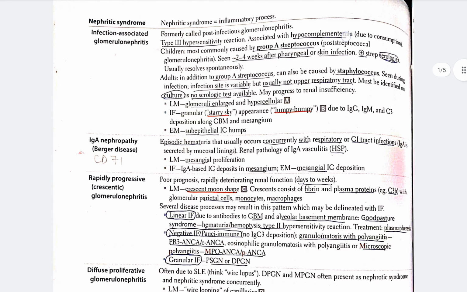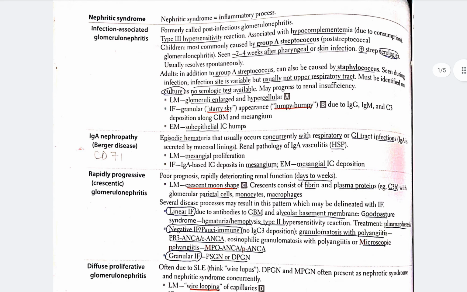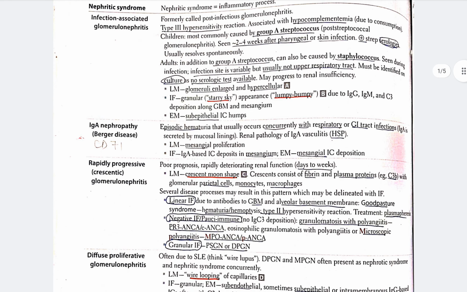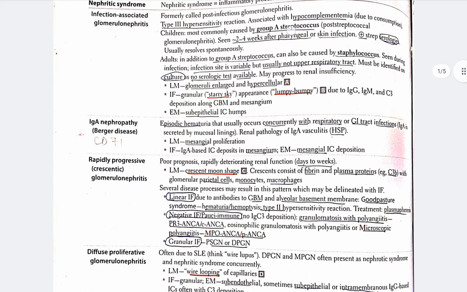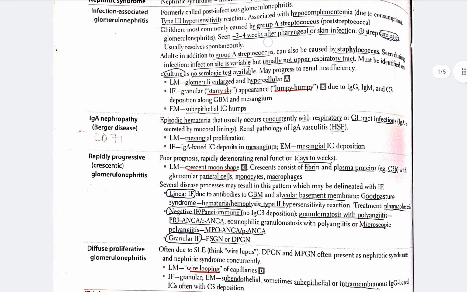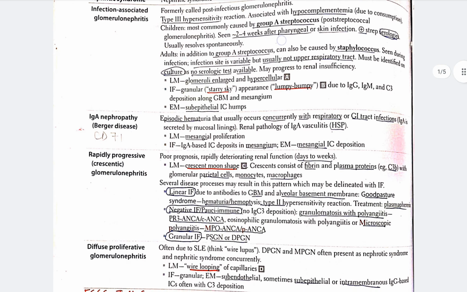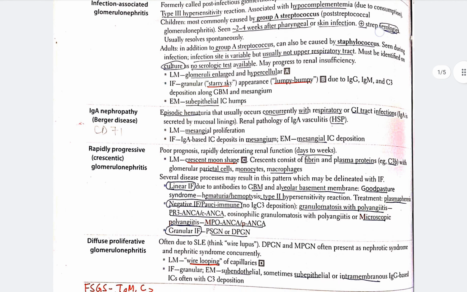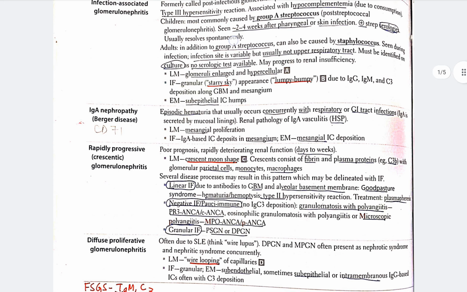reaction associated with hypocomplementemia. And we will be comparing children and adults. In children, it is caused by group A streptococcus, seen 2 to 4 weeks after the pharyngeal or skin infection, and has positive strep serology and usually resolves spontaneously.